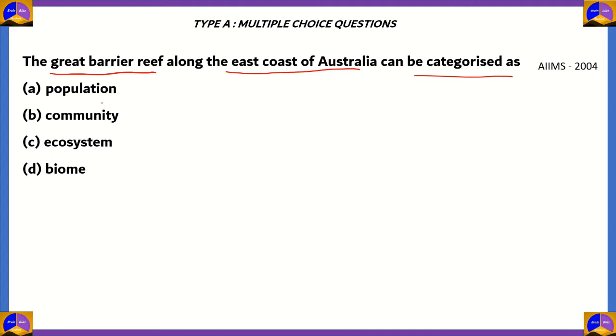If you look at option A, population, well, a population is what we consider for one particular species, which, let's take in this case, fish. So if you had a number of, say, hammerhead sharks in the Great Barrier Reef of Australia, that can be considered as a population. The reef itself is not a population. What about option B, community?